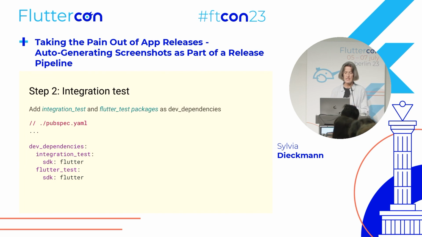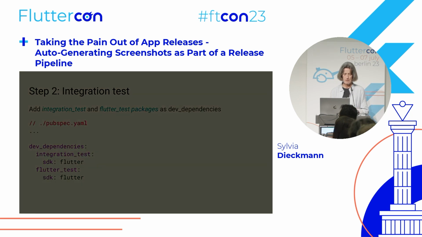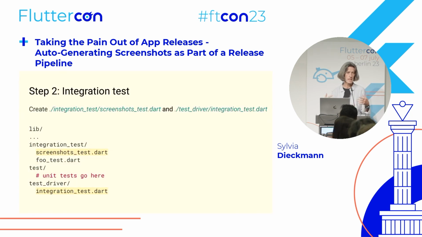So here is adding my 2 packages to my dev dependencies, the integration test and the Flutter test. Fairly straightforward. And then I have to create 2 different directories, 2 different files. In the integration test directory, I can list my screenshots test, and I can also add other tests. So it doesn't have to be this one only. And in the test driver directory, I have a single driver, and that driver will be used to drive all the tests I'm creating.